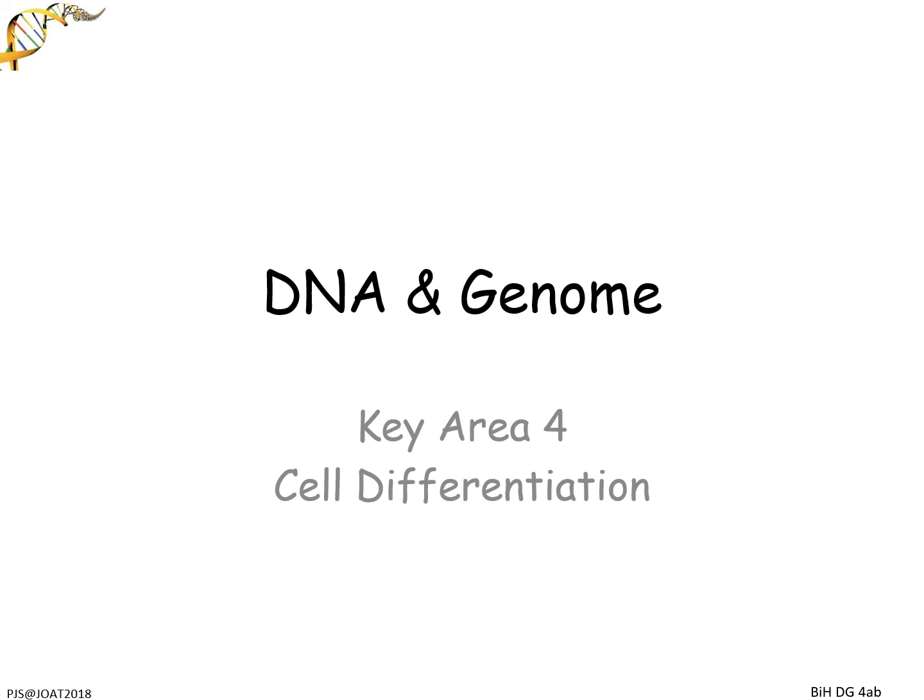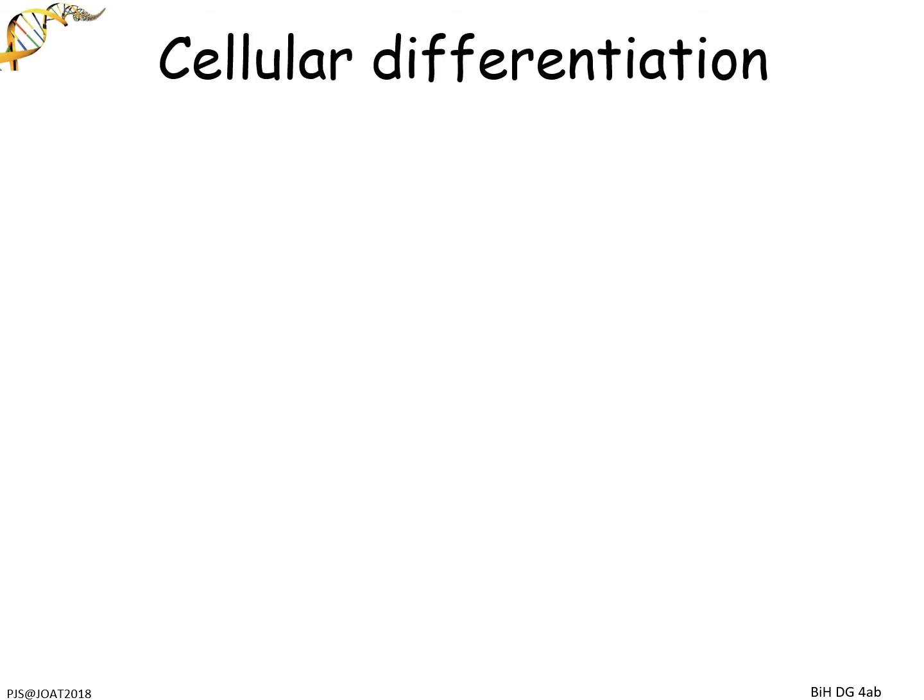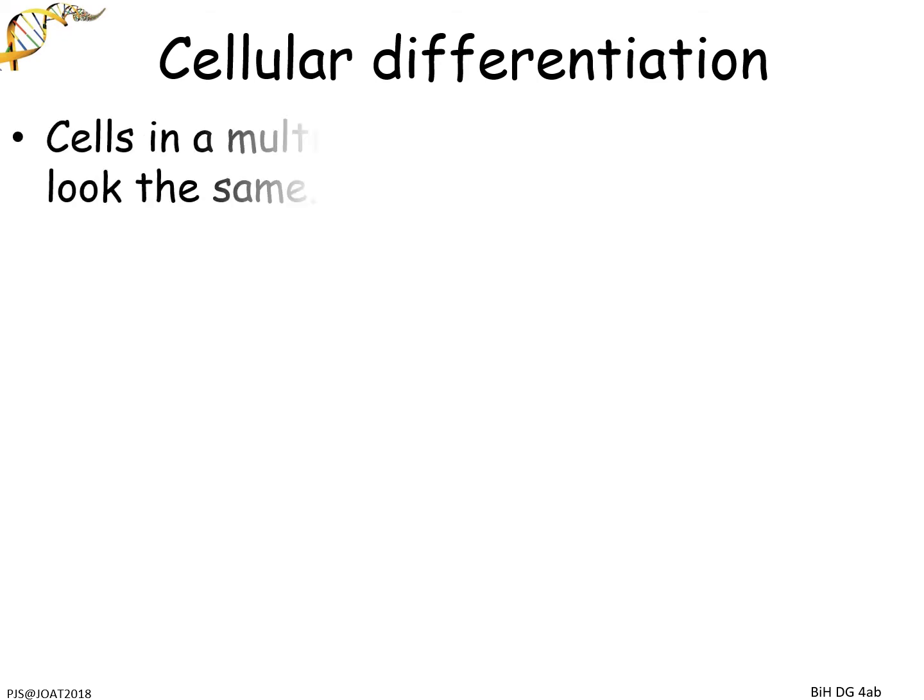Hi, Highers, we are looking at the DNA and the Genome Unit, Key Area 4, cell differentiation. Okay, so this is the final result of all the transcription and translation stuff from the last key area.